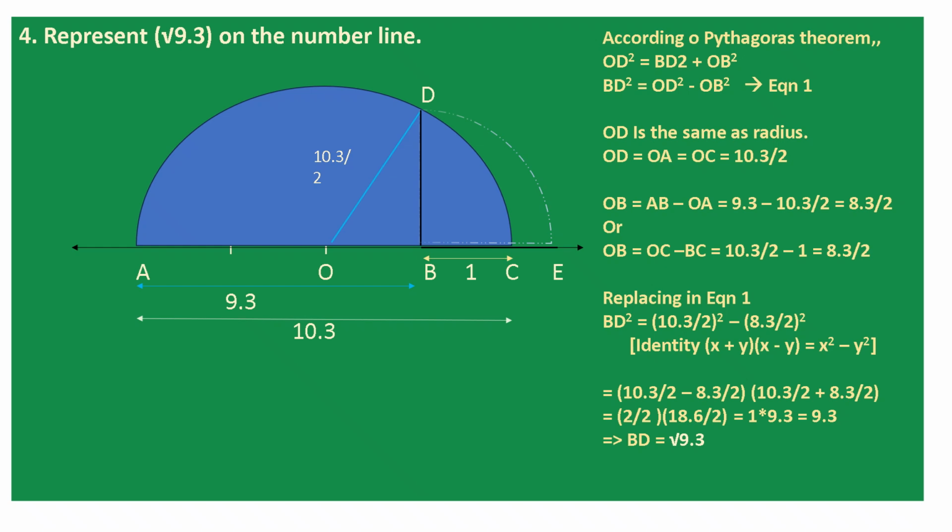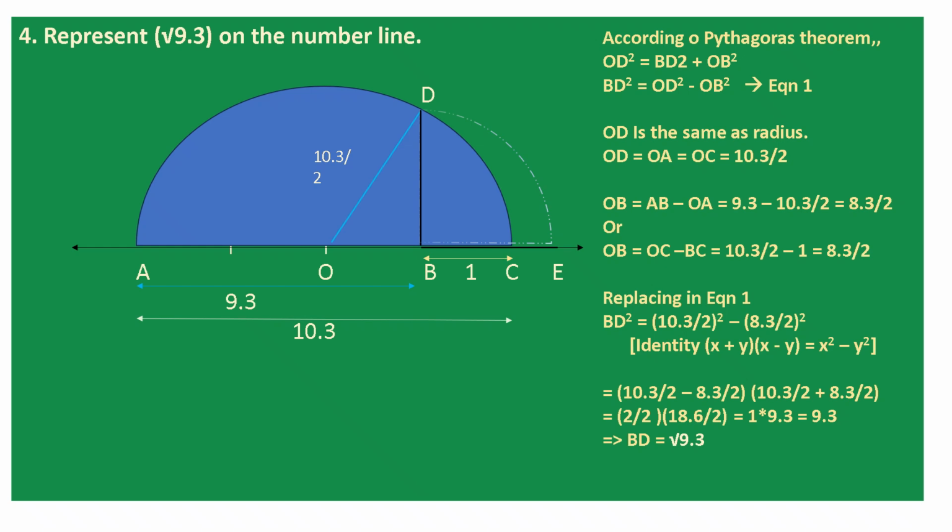Earlier in chapter 1, you have learned how to find root 2 and root 5 on a number line. Now the question is how to find a number with decimal expansion on a number line. The given number is root of 9.3. How do you find the solution?